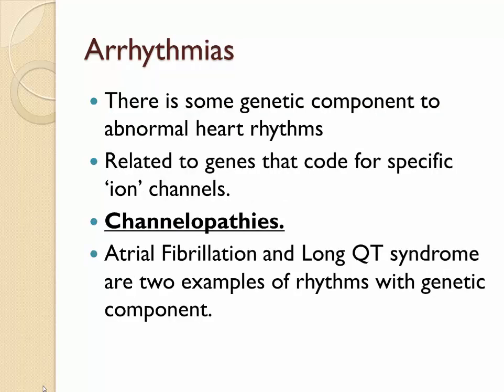Also, genetically, you can have the development of arrhythmias. Research is showing us that there is some genetic component to some of the arrhythmias that we see. And what they're finding is that it's connected to genes that code for specific ion channels that help regulate our heart rhythm. The term channelopathies is used for this discovery. And a couple that they're seeing a genetic link to are atrial fibrillation and long QT syndrome.